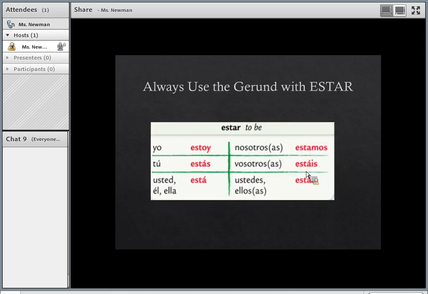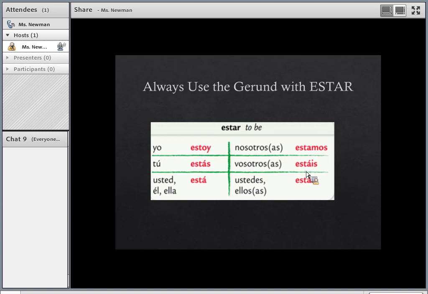You're always going to use that gerund with estar. If you think about it in English, we use it with the verb to be. I am running. I am eating. We are sitting. They are going, right? We're using it with the verb to be in English. Same thing with Spanish, but we use it with the verb estar.